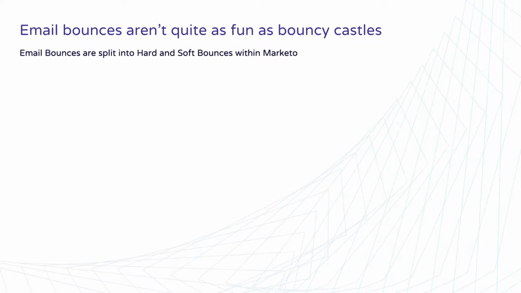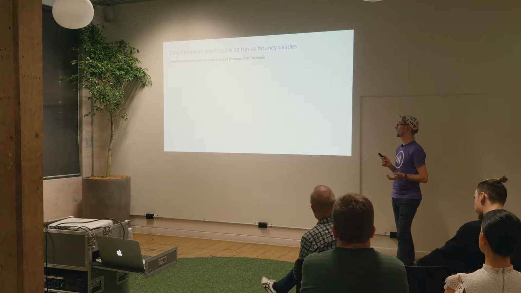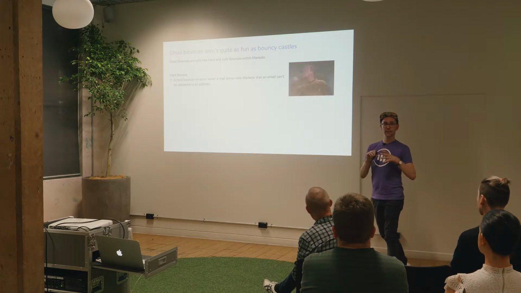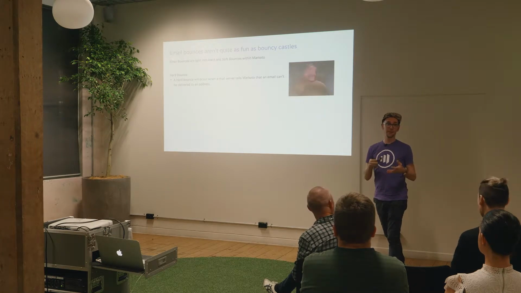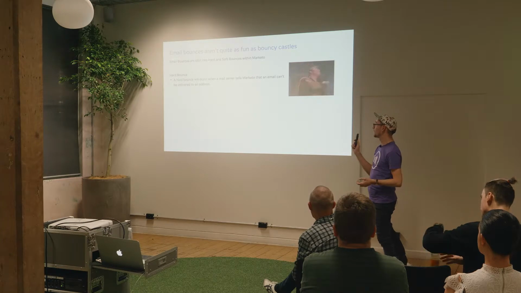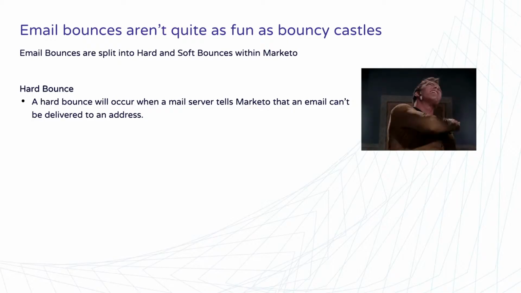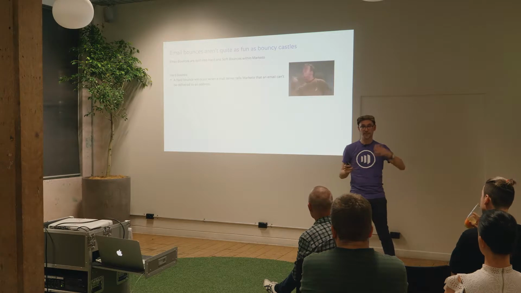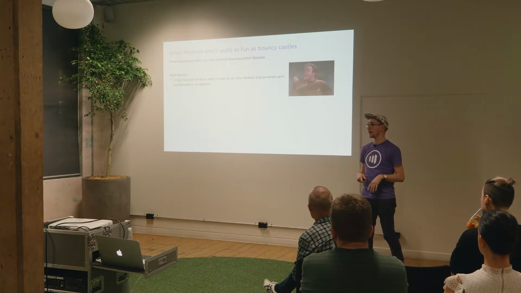Email bouncers. They are not as fun as bouncy castles. They are split into two different types within Marketo. We call them hard bouncers and soft bouncers. Hard bouncers are generally where there's a permanent issue with the email. So a hard bounce will occur when a mail server tells Marketo that an email can't be delivered to the address. Often that could mean something like the email address no longer exists. The person's left the company, or that email address has been shut down.